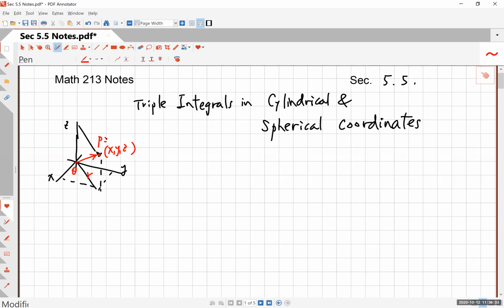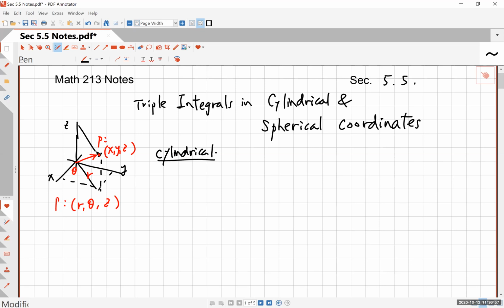P is (x, y, z) in the rectangular or Cartesian coordinate system, but P can also be called (r, theta, z), right? And that is the cylindrical coordinate system.